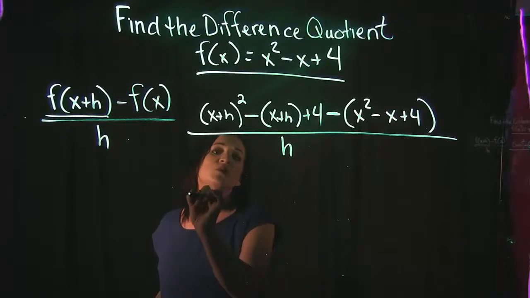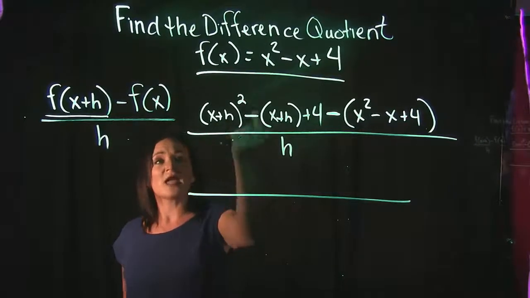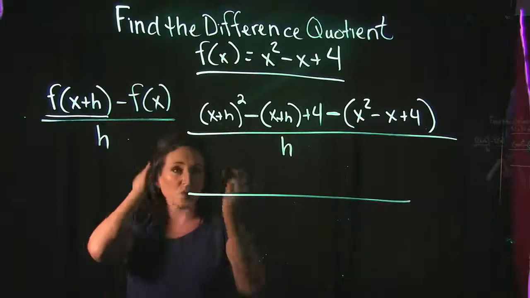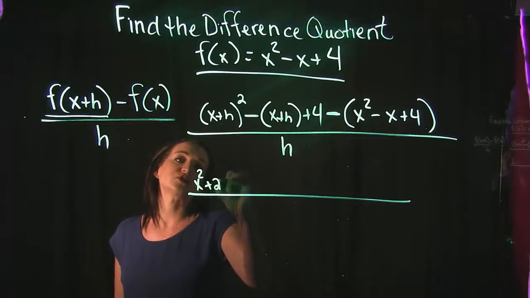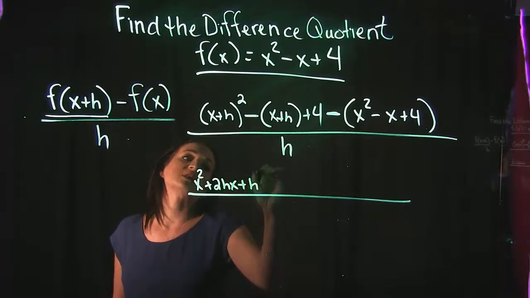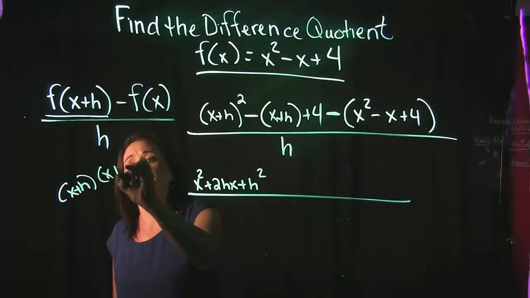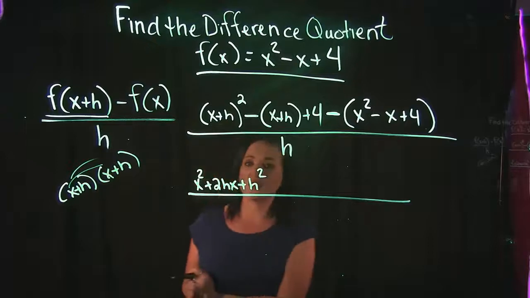The first thing in my numerator is I need to square that binomial. When you take x plus h times x plus h, squaring a binomial real quickly there, it's going to give you x squared plus 2hx plus h squared. And if you need to, go off to the side and double check that multiplication, and FOIL it out or distribute it out however you like.